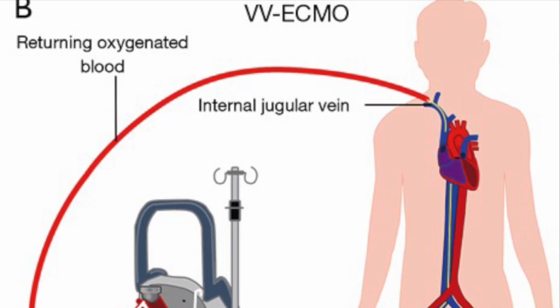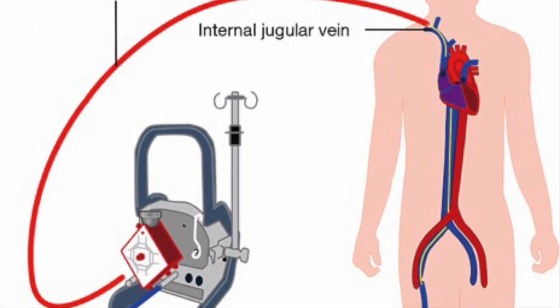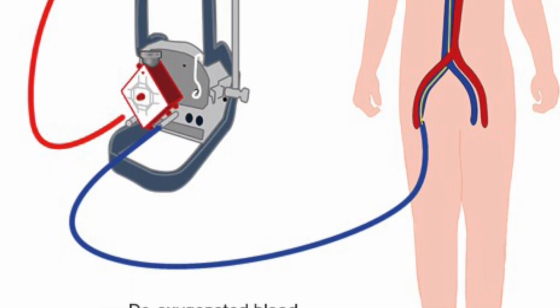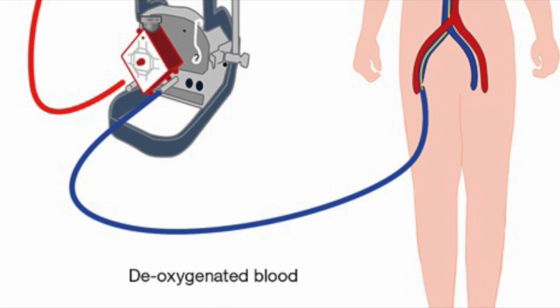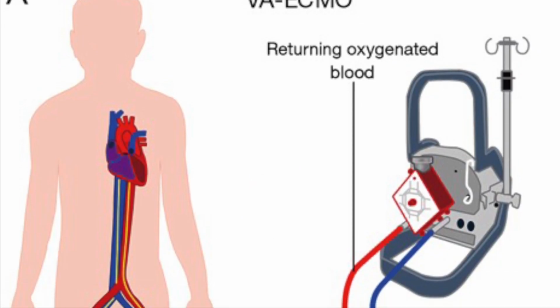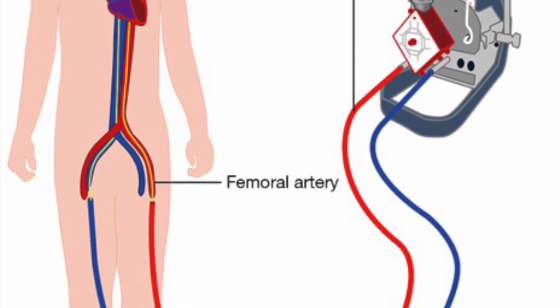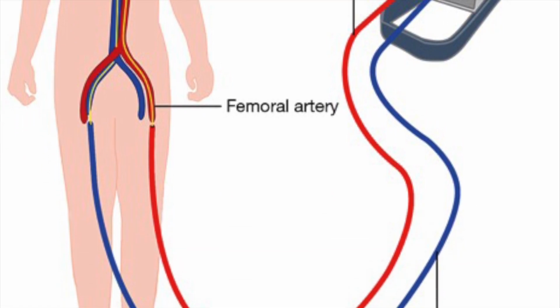So what is ECMO? Well, there's a couple different ways we use ECMO. There is veno-venous, which is where we cannulate two veins and bypass the lungs or take over for the lungs. And then there is veno-arterial, where we take over for the heart and the lungs. This is where we cannulate an artery and a vein. For the purposes of cardiac arrest, we will always cannulate the femoral artery and the femoral vein.